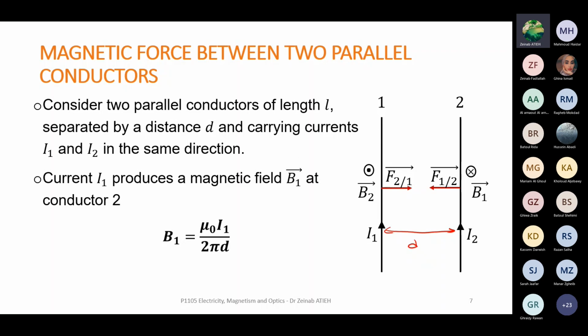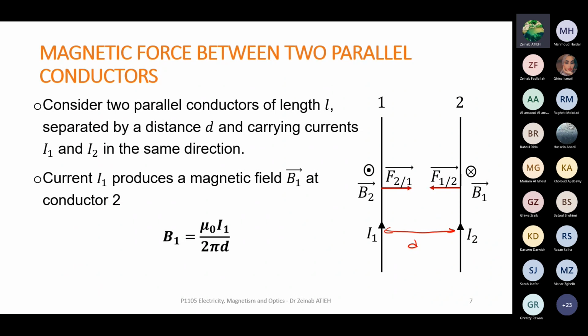So wire 1 will create a magnetic field at wire 2, and wire 2 will create a magnetic field at wire 1. Since I now have a current carried in a magnetic field, it will be subjected to a force called the electromagnetic force or Laplace force. Wire 2 is carrying current I2 and is subjected to magnetic field B1 coming from wire 1. So there's an external B coming from an external source and a current carried by the wire, so it will be subjected to a force F exerted by 1 on 2.